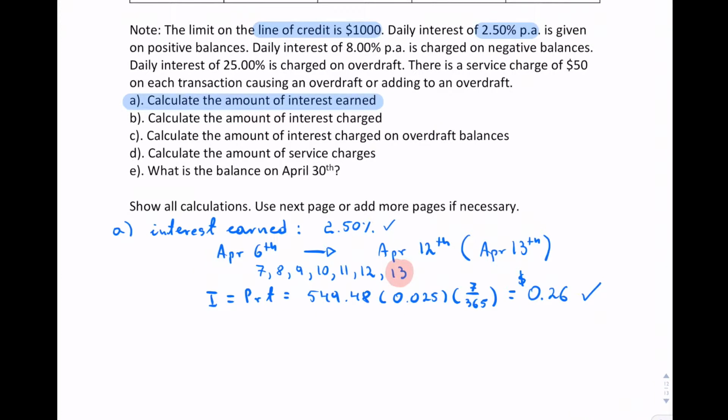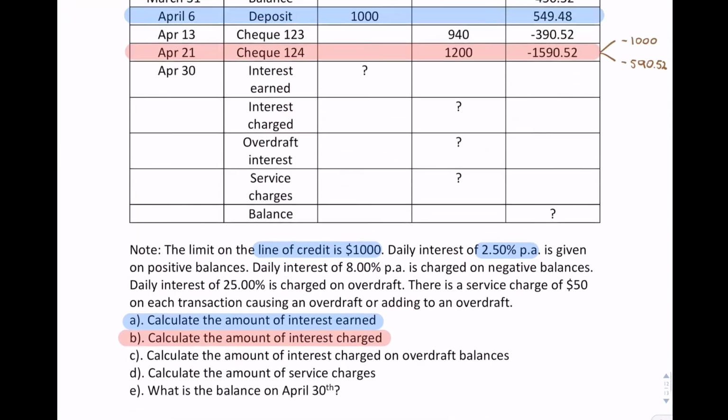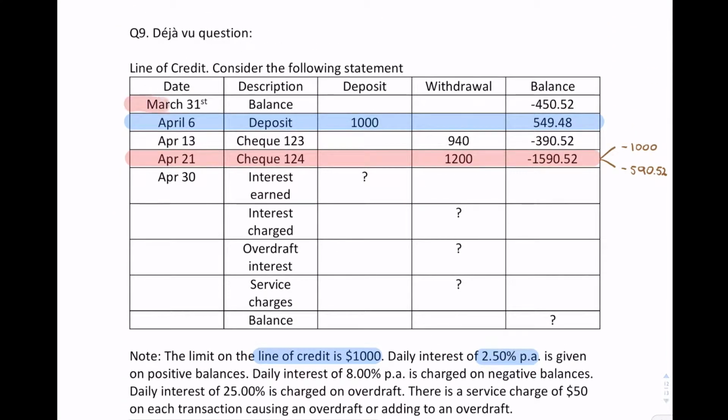Now part B. Here, calculate the amount of interest charged. So what do we have? We have this, that's 1, we have that, and that's 2. And then don't forget that we had this, so 1,000 right there. We have to calculate interest charged on this line.